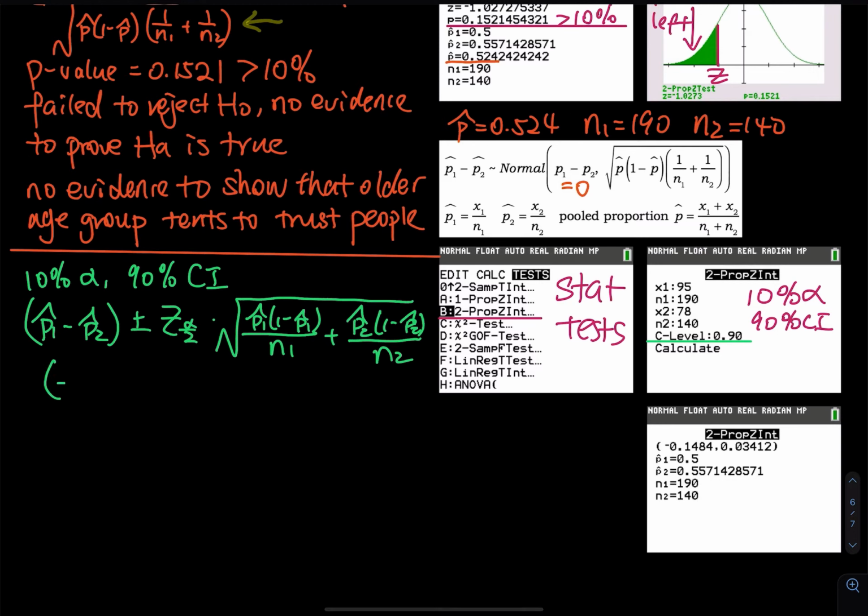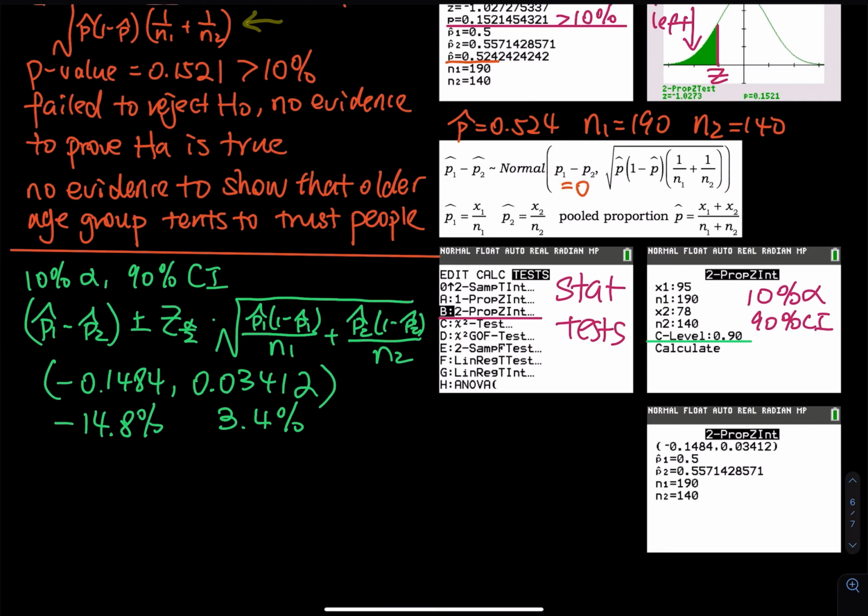That is negative 0.1484, and then positive 0.03412. This one, if you want to put that in percentage, all you have to do is multiply by 100 and then put the percentage. So this is 3.4%, right? And then this is negative 14.8%.